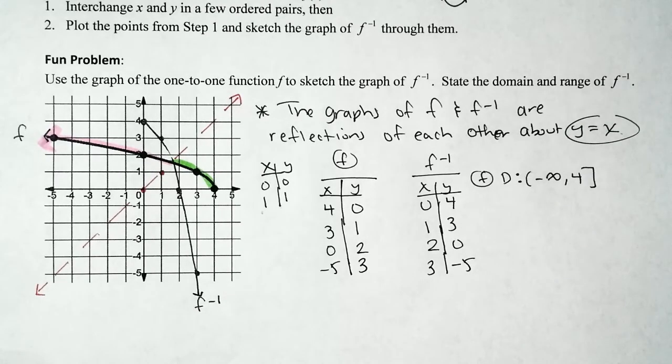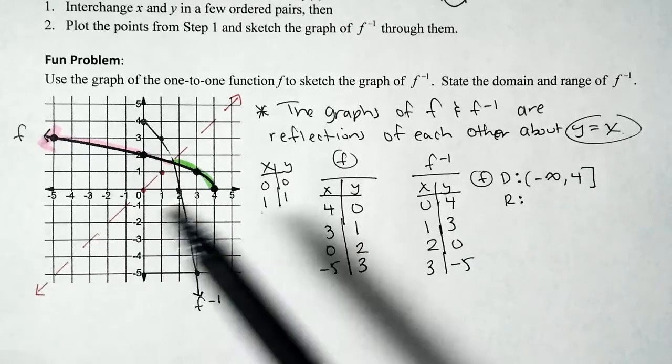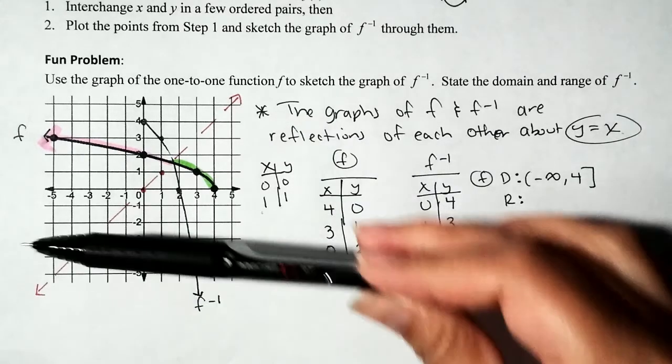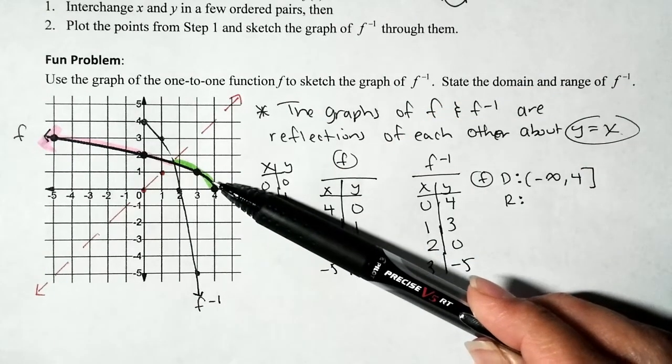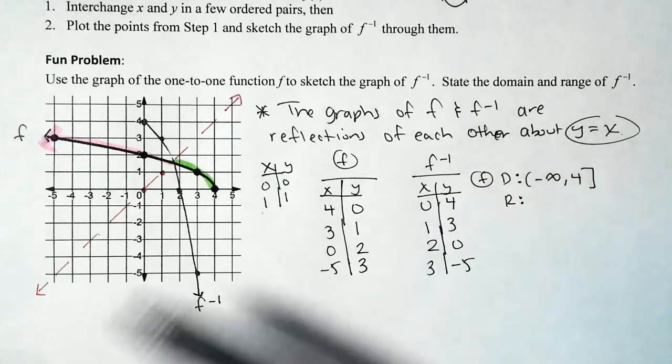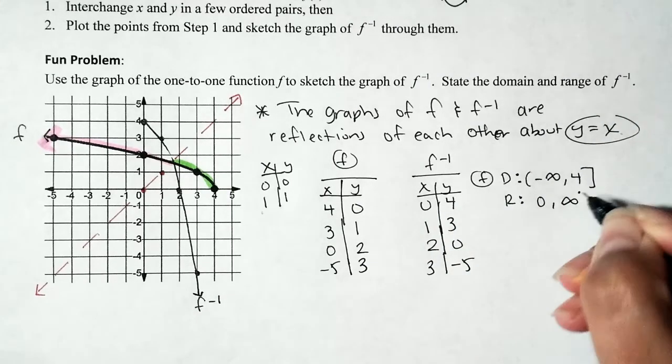What about the range? The range are the outputs, or the y's, and we go from bottom up. So the lowest value of y, where am I? I think it's at this point. So we're at y equals 0, and then we're going to get all the positive y. So it's going to be from 0 to infinity, where 0 is included.